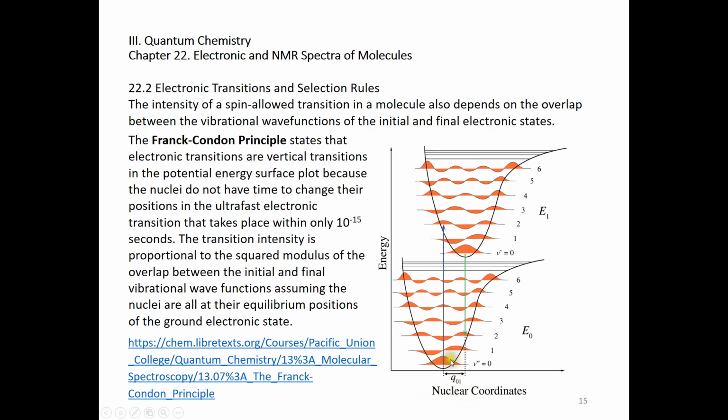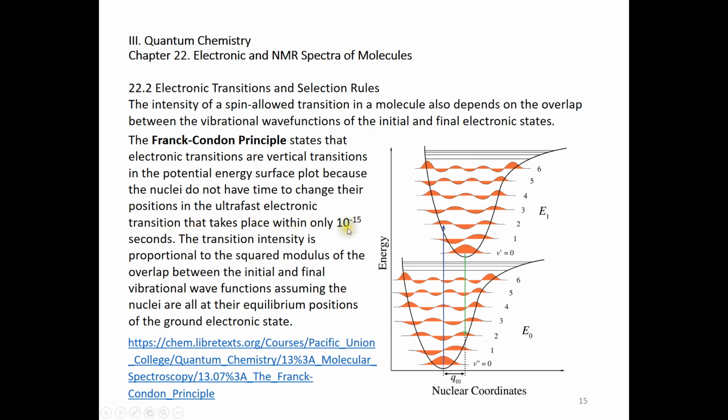When you draw a vertical line, that means over here, the positions remain unchanged. Why is that? It's just because the electronic transition is super fast. It takes about 10 to the power of negative 15 seconds. I think this is 1 femtosecond. And within such a short time period, all those nuclei do not have enough time to move.